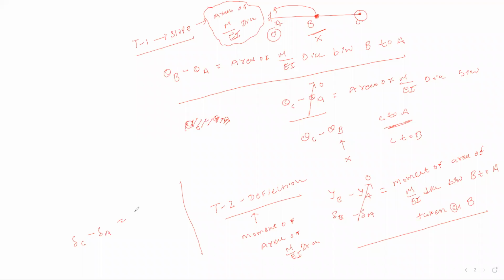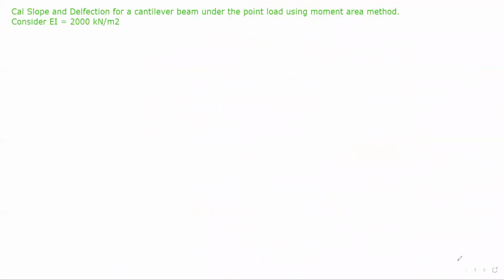Can I say that delta C minus delta A equals the moment of area of the M by EI diagram between C to A, and that moment is to be taken about point C? Yes or no? Please confirm. Is it clear or not? I hope this concept is clear to all of you. Fine. Chalo. Let me calculate some example.